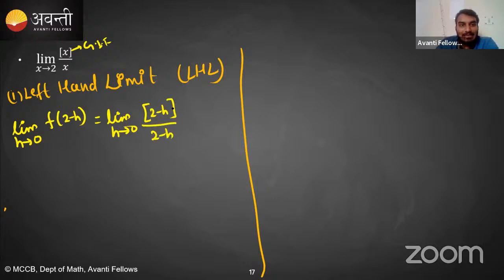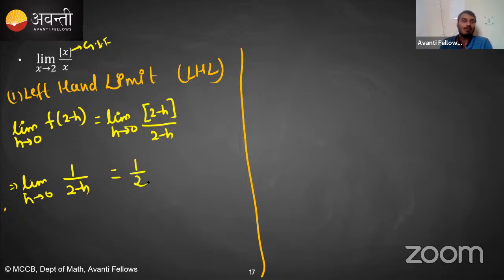Now this is the greatest integer function, and inside it is 2 minus h. What is 2 minus h? It means 1.999 something, so this value is less than 2. So the greatest integer function of 2 minus h, which is less than 2, is 1. So it is 1 upon 2 minus h. Now it is not an indeterminate form, so directly put h equal to 0. So 1 by 2. Is this clear, everyone?